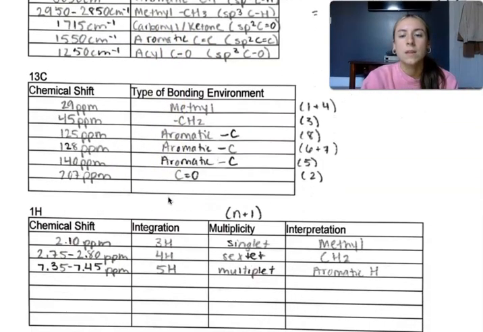So then looking at the 13C, we have the methyl at 29, a CH2 at 45, an aromatic C at 125, aromatic C at 128, and another one at 140. And finally I have a C double bond O at 207 ppm.